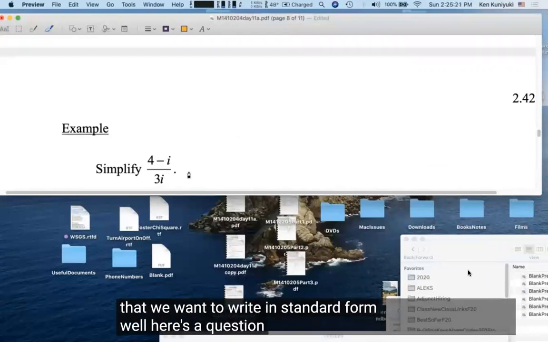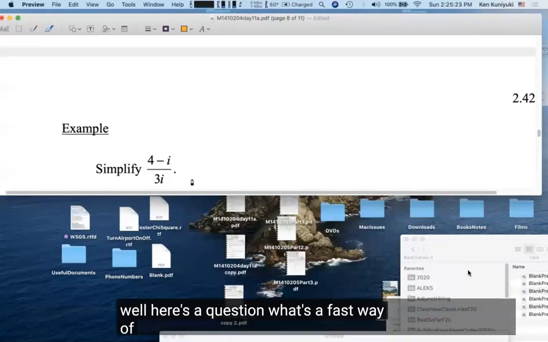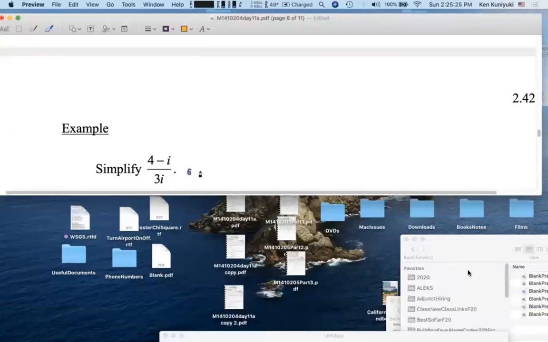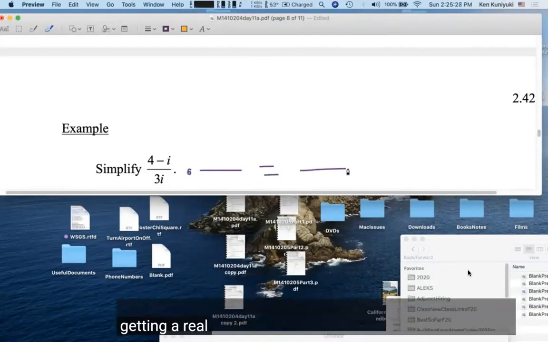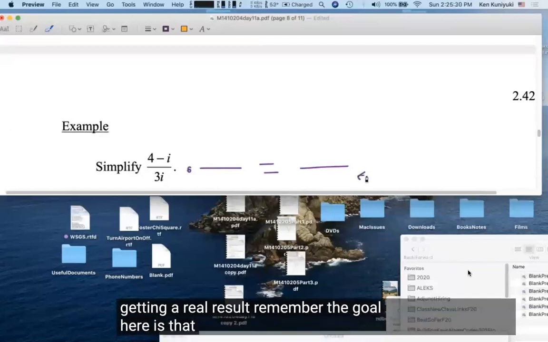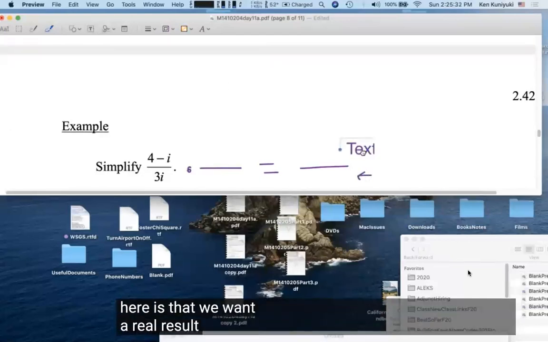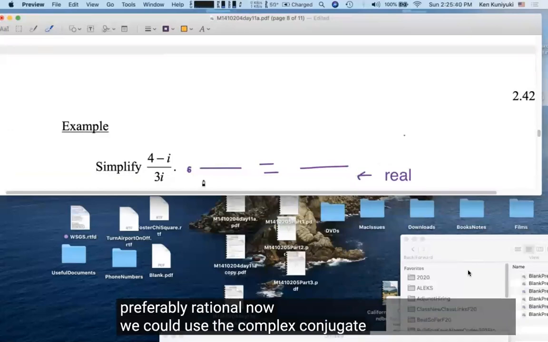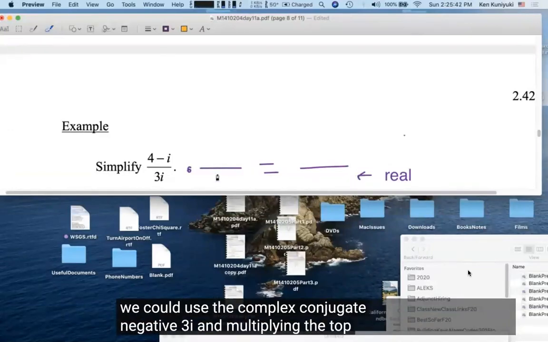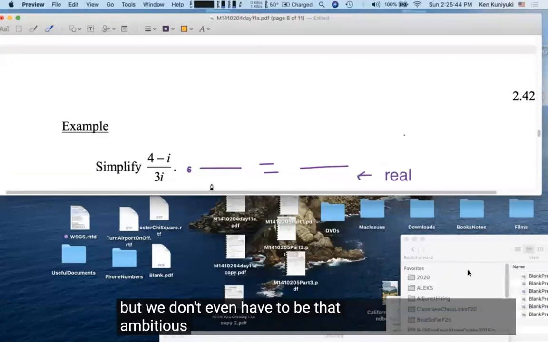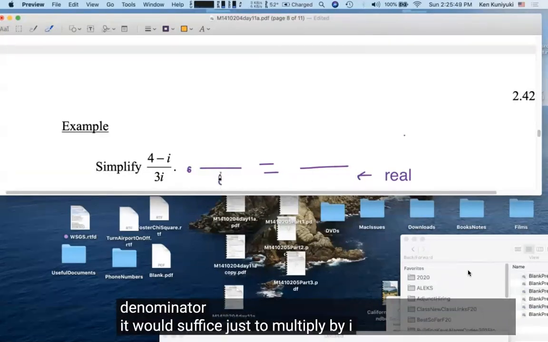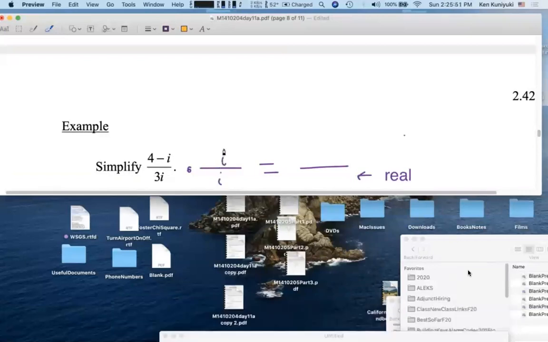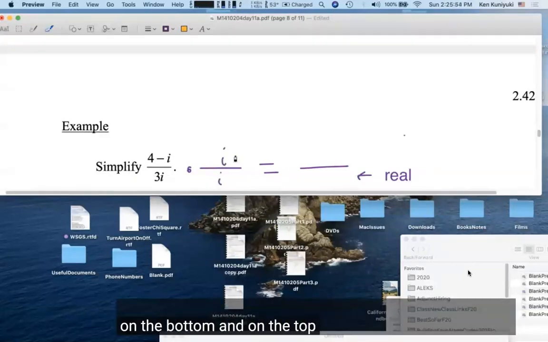Well, here's a question. What's a fast way of getting a real result? Remember, the goal here is that we want a real result, preferably rational. Now, we could use the complex conjugate, -3i, and multiply the top and the bottom, but we don't even have to be that ambitious. If we just want a real denominator, it would suffice just to multiply by i on the bottom and on the top.